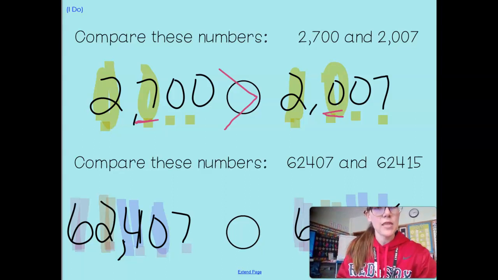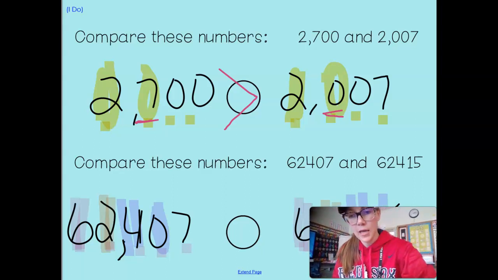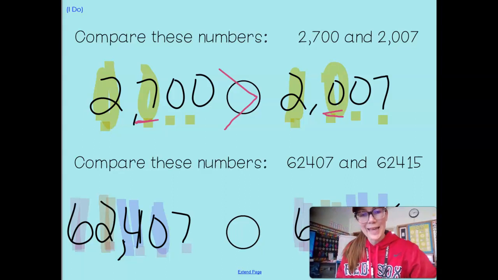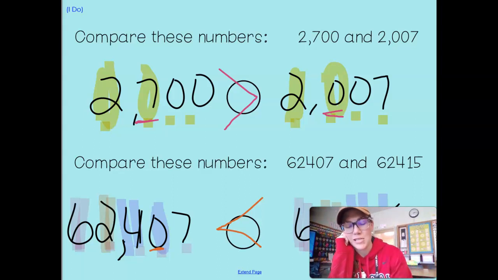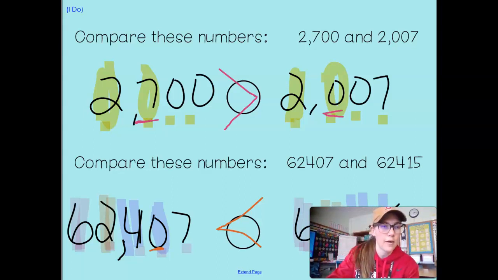So this tells me that the tens place in my second number is greater than the tens place in my first number. So that means that the first number is less than the second. Notice my mouth is opening to the second number to eat more. Okay, let's try two together.